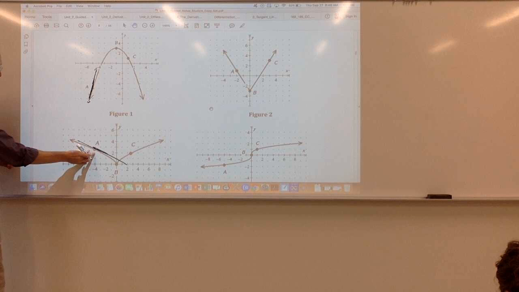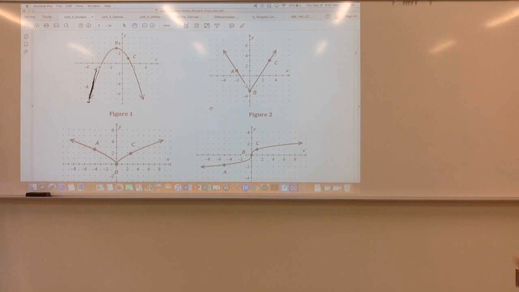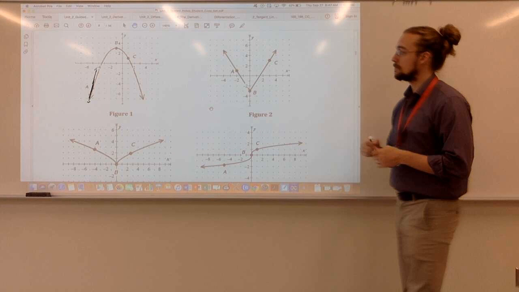Does it matter what side the line is on? Like for figure 2, would C cross, or could it hit on the outside? Yeah, it could hit on the outside.